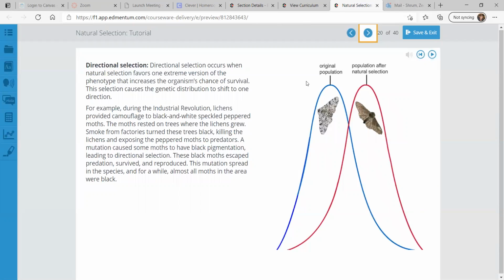A mutation caused some moths to have black pigmentation, leading to directional selection. These black moths escaped predation, survived, and reproduced. This mutation spread in the species, and for a while, almost all moths in the area were black.